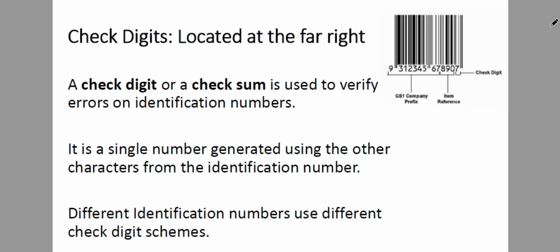Good day. We'll now be discussing check digits, or how to compute check digits. The check digit is located at the far right of this barcode. A check digit or a checksum is used to verify errors on identification numbers. It is a single number, take note, a single number generated using the other characters from the identification numbers. Different identification numbers use different check digit schemes.